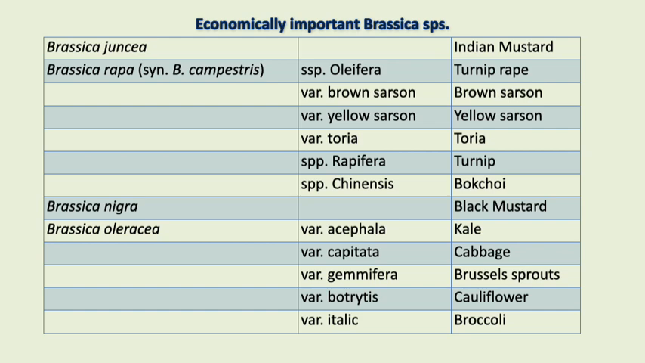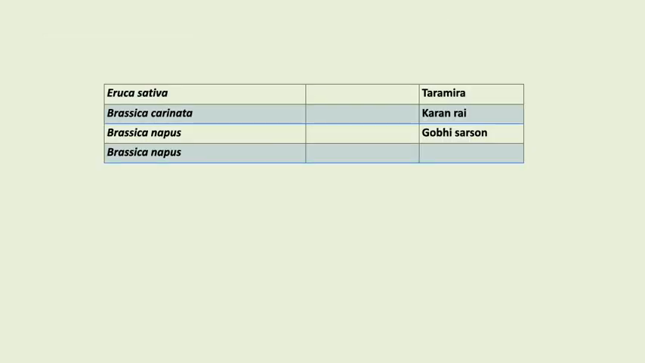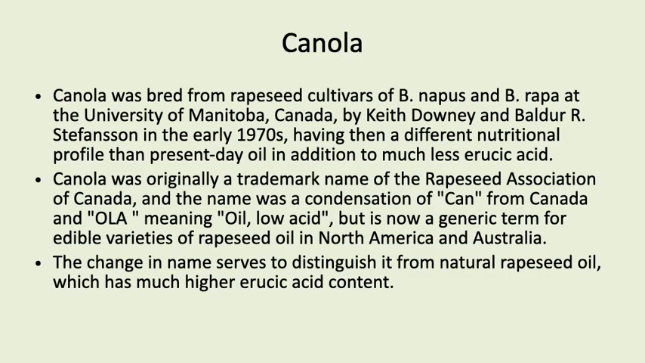Variety capitata is cabbage. Variety gemmifera is Brussels sprouts. Variety botrytis is cauliflower. Variety italica is broccoli. Eruca sativa is taramira. Brassica carinata is karan rai. Brassica napus is gobi sarson, and so on. Next is canola.